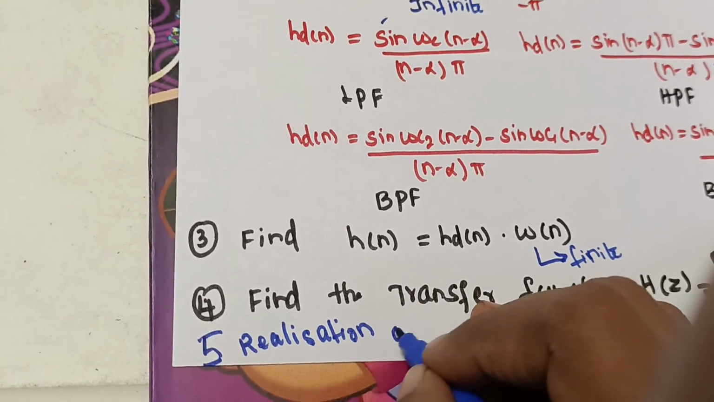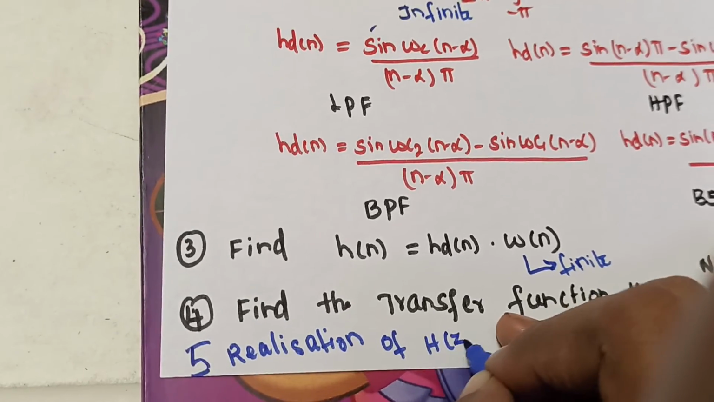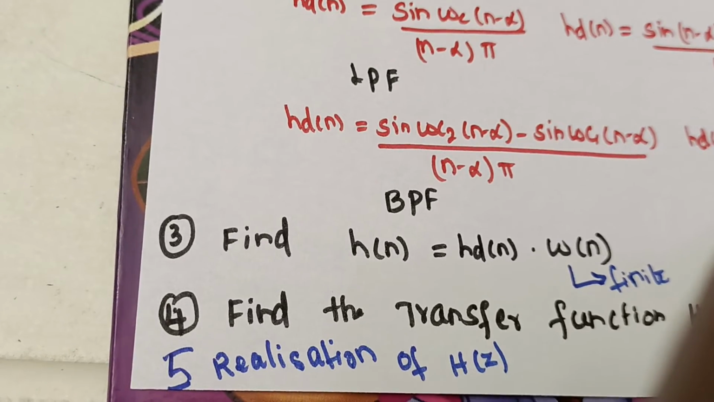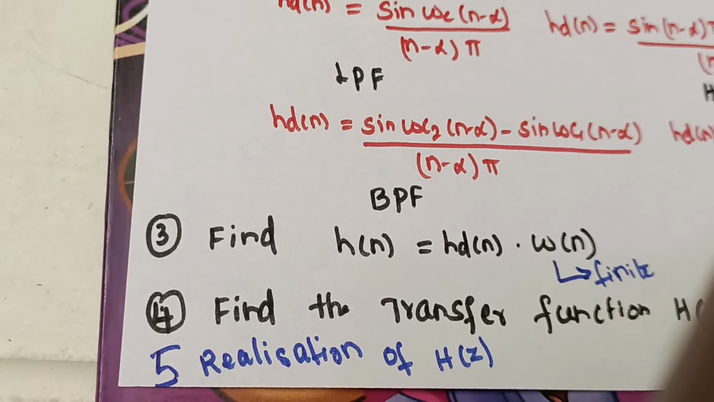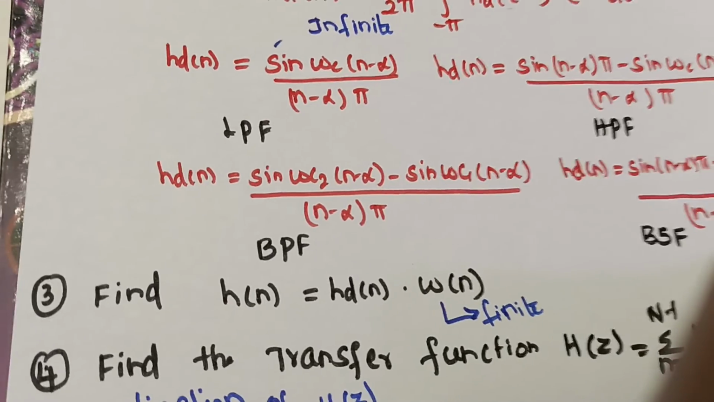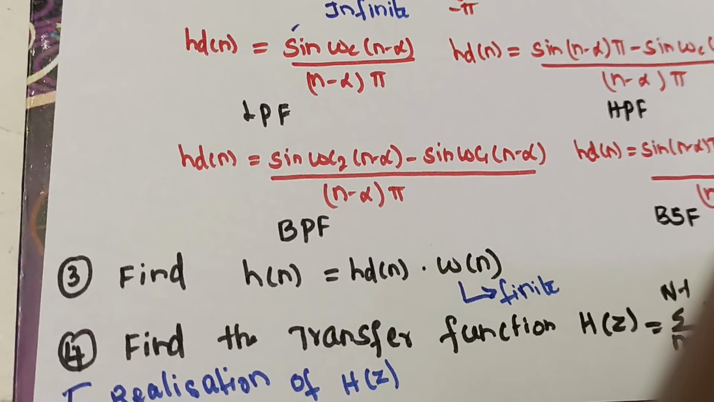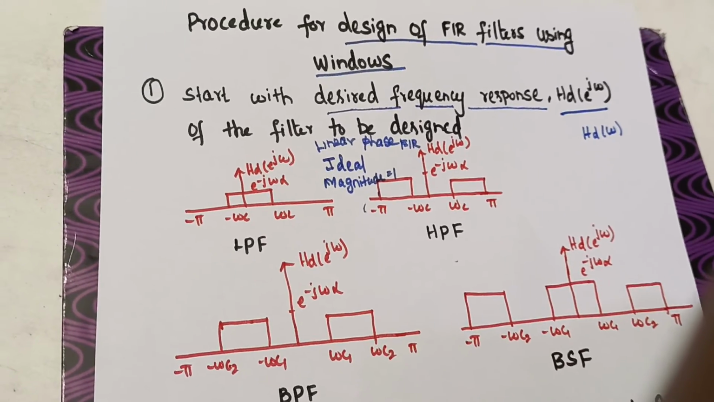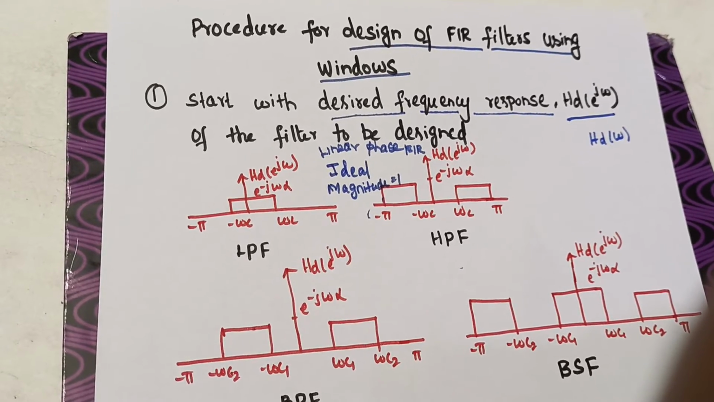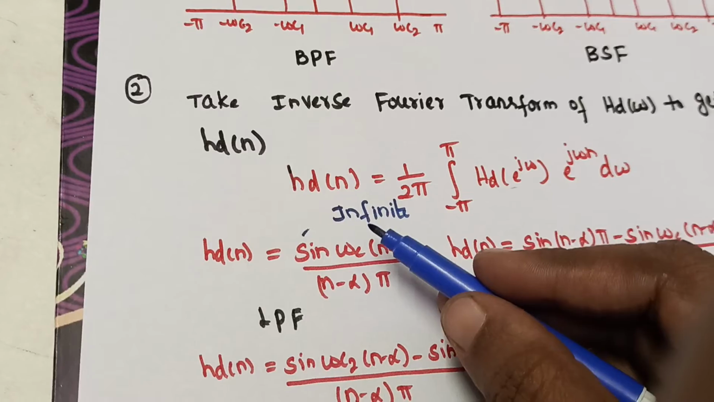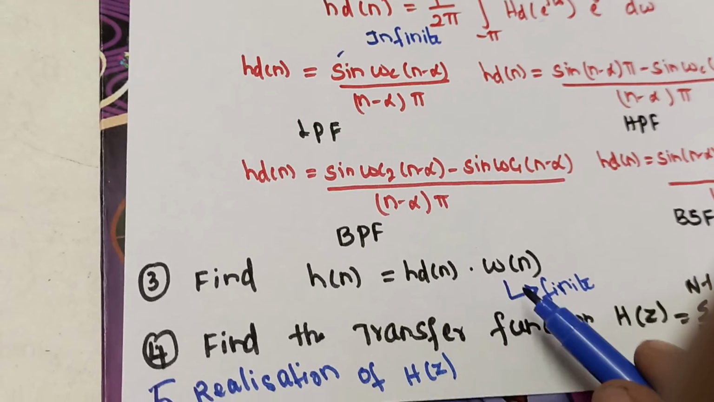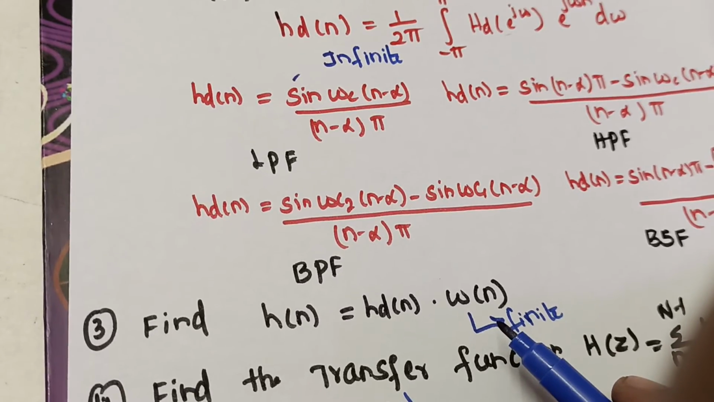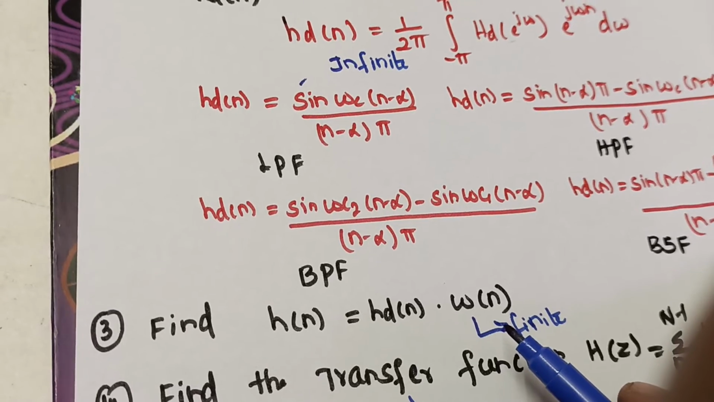We might have studied realization structures, is it not? So using any of the suitable structures, like the linear phase FIR filter structure or the direct form structure, we can go for realization of the h of z that we have determined in step number 4. So these are the sequence of steps you have to perform for the design of FIR filters using windows. Find hd of omega, then find hd of n, then multiply this hd of n with the window function. Usually for solving FIR design problems, 3 main windows will be asked: rectangular, Hamming and Hanning.